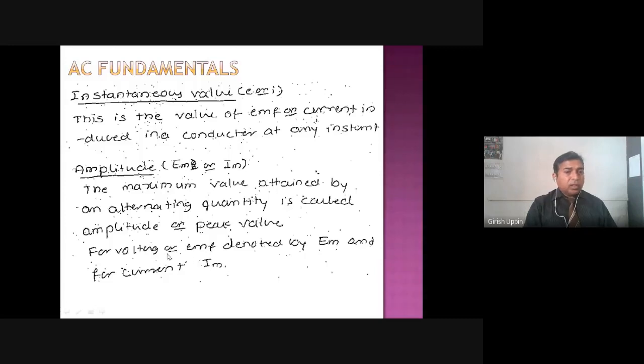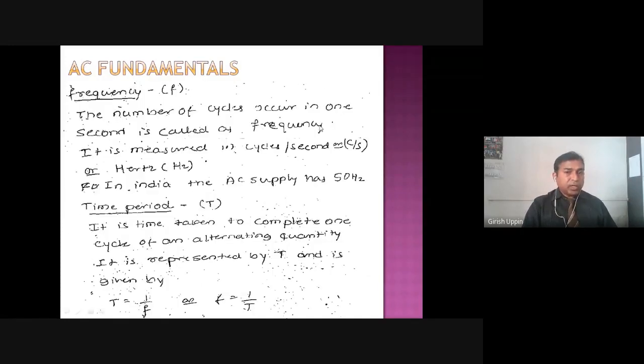For voltage or EMF, it is denoted by Em or Vm, and for current, it is capital I suffix m. Frequency: the number of cycles that occur in one second is called the frequency. It is measured in cycles per second or hertz. In India, AC supply is 50 hertz. So in India, wherever the power is generated, it has to be generated with a 50 hertz frequency only. And some countries follow a 60 hertz supply, as we discussed earlier.